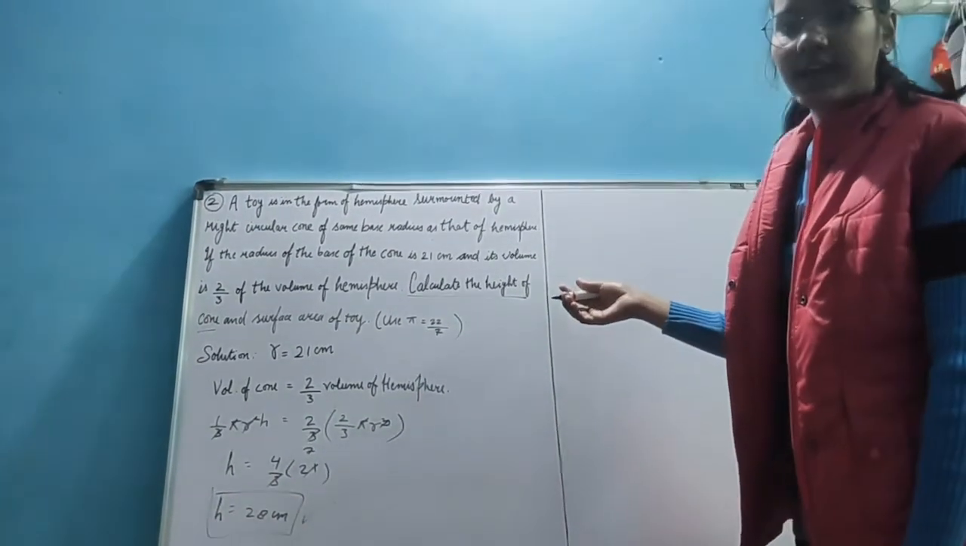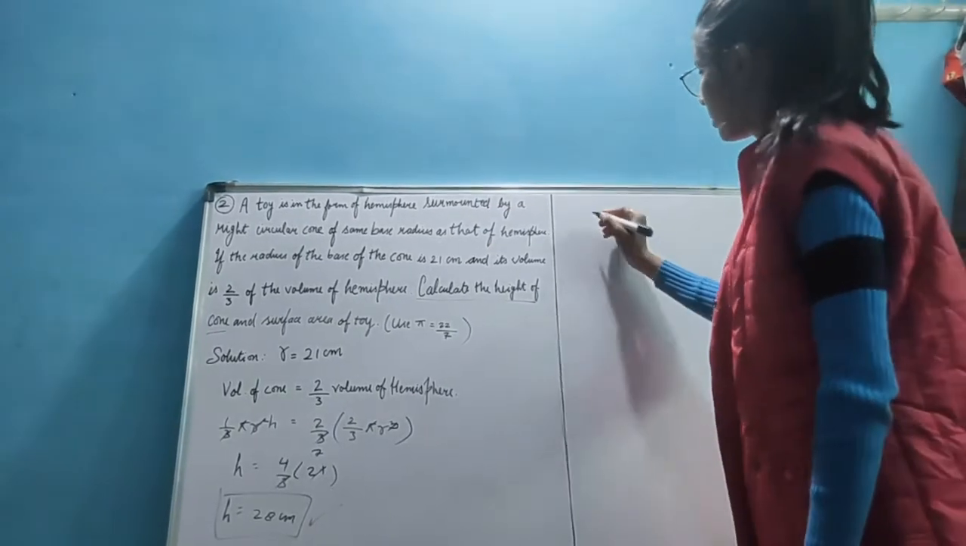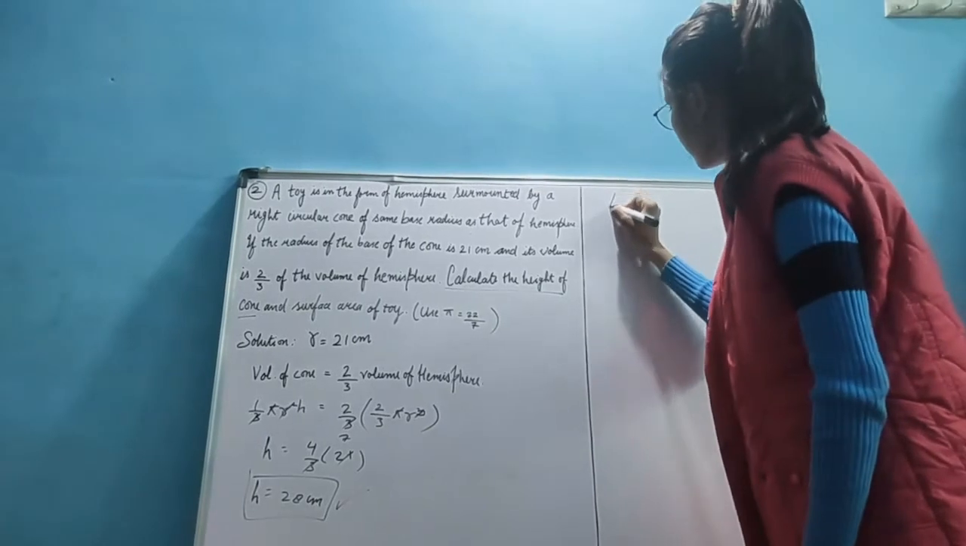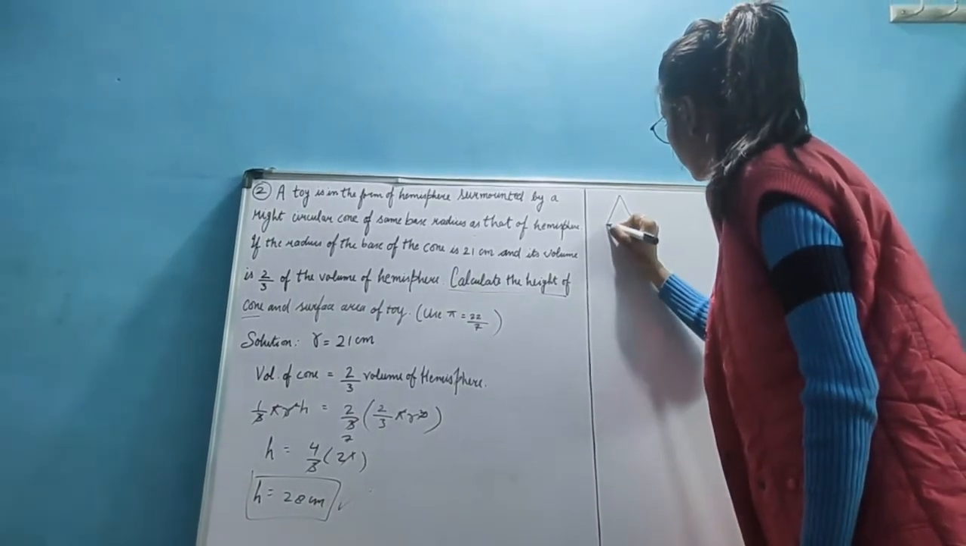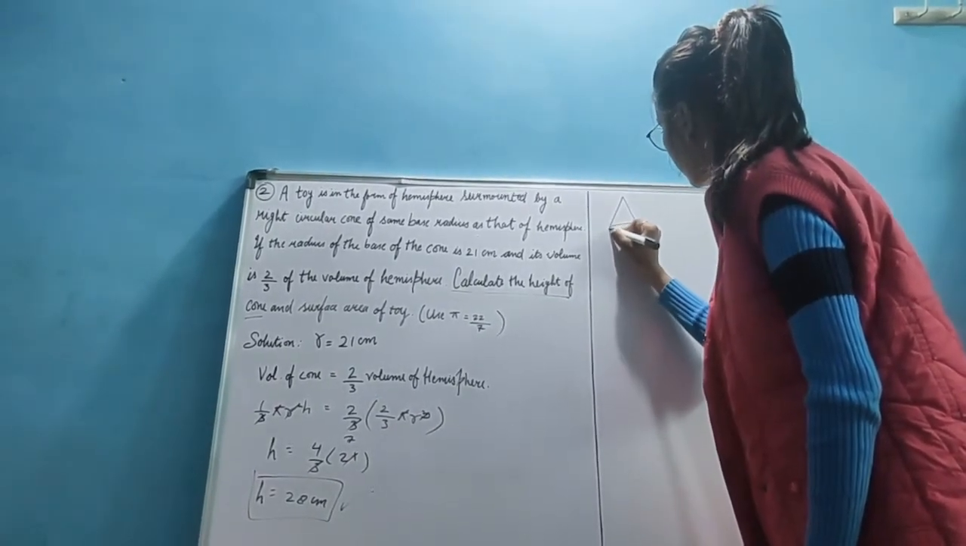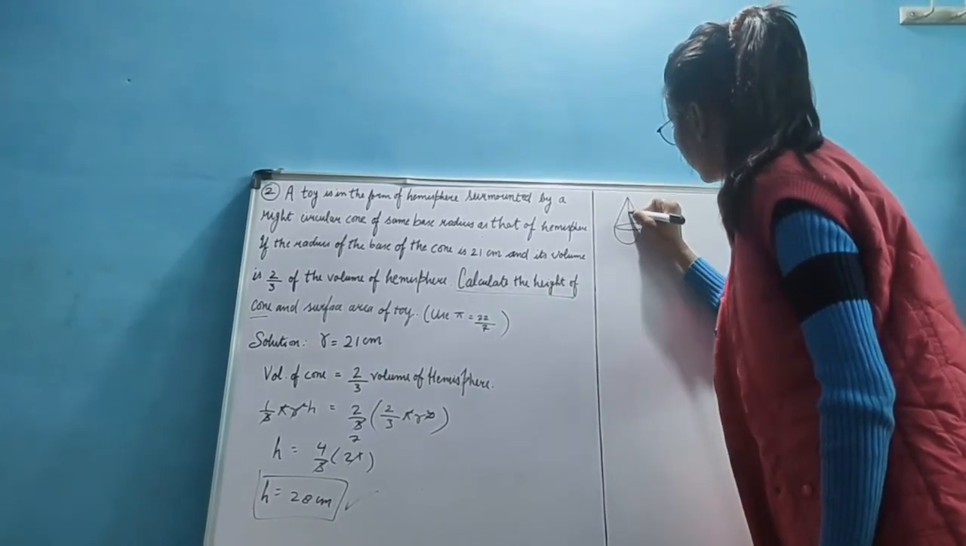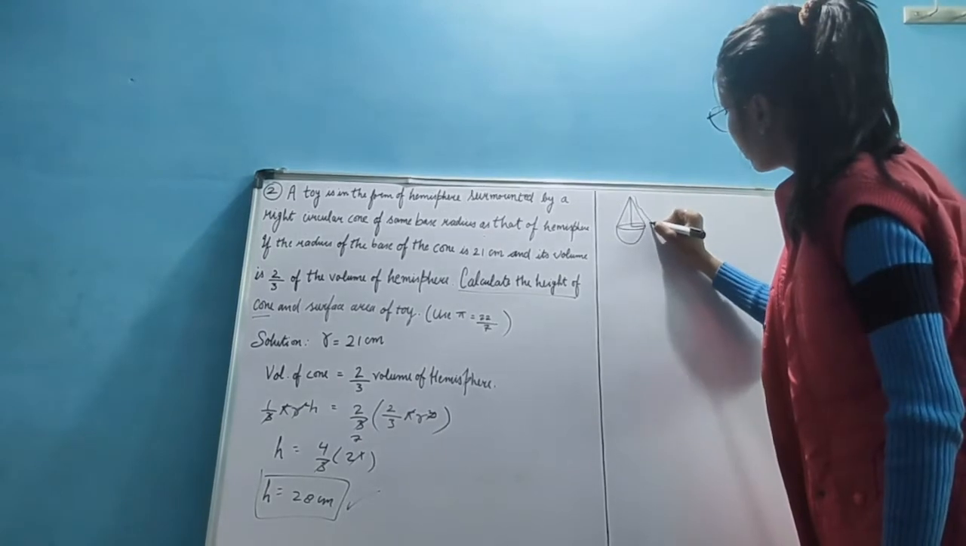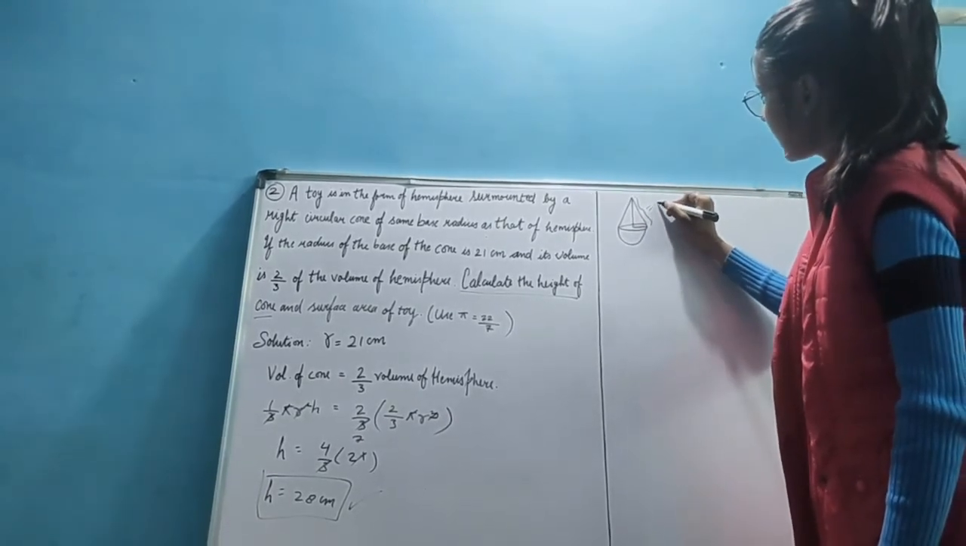For that, we have to find the slant height of the cone. I will tell you what we mean by the slant height. Like it's a cone, it's a hemisphere. This part of the cone is known as slant height.